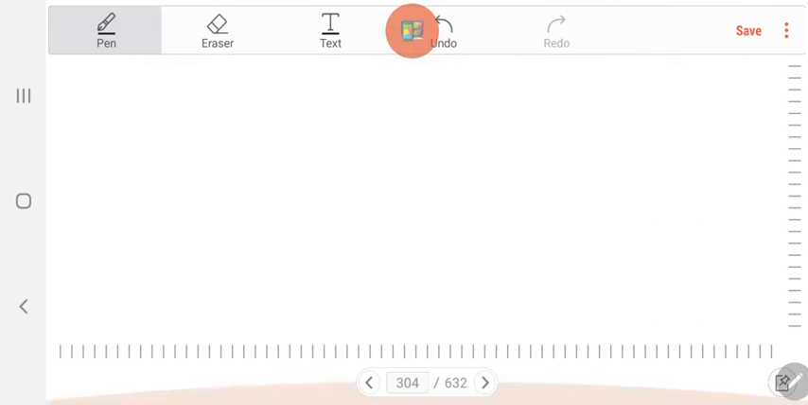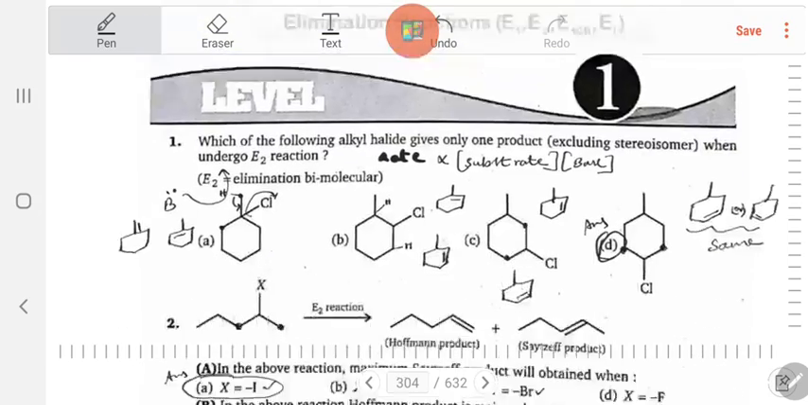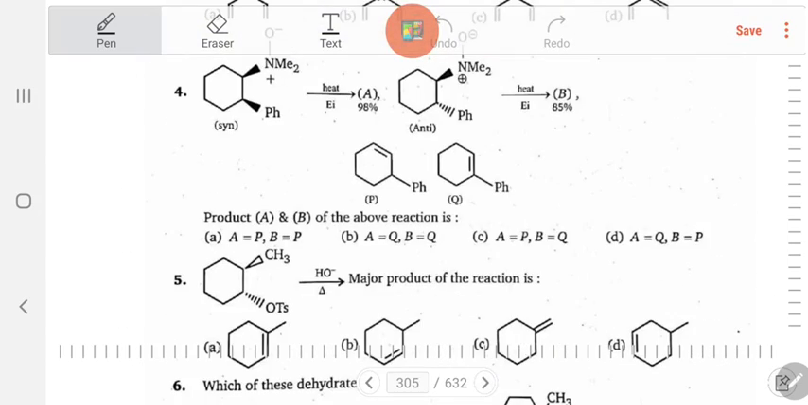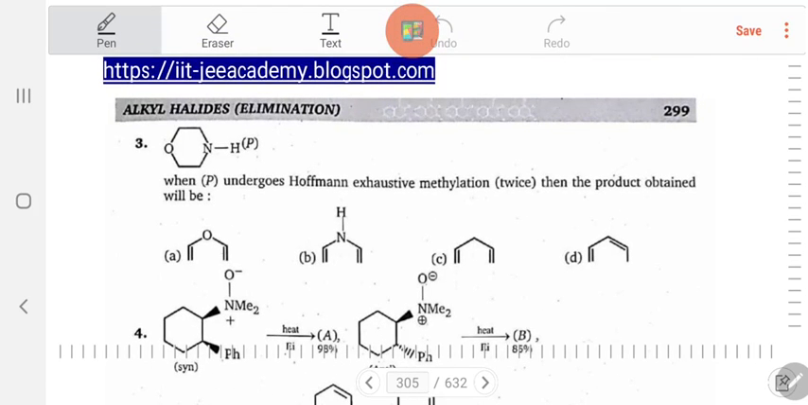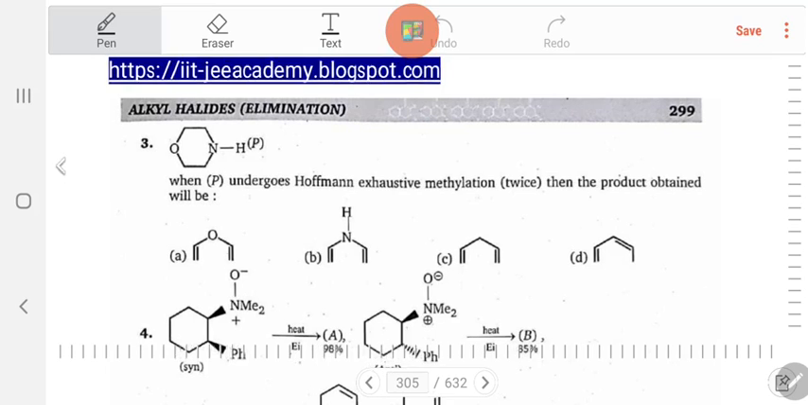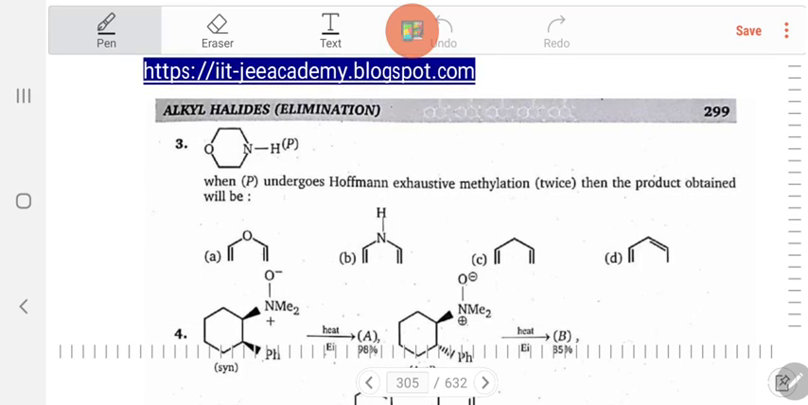Next, question number 3. When P undergoes Hofmann's exhaustive methylation twice, then the product obtained will be. Hofmann exhaustive methylation means first it has to be treated with excess of methyl iodide in the presence of a mild base, followed by reaction with silver oxide, and followed by heating. We already discussed Hofmann exhaustive methylation in yesterday's lecture.